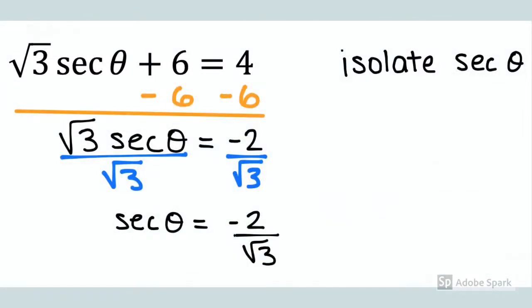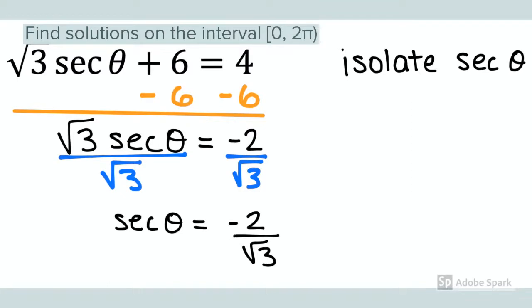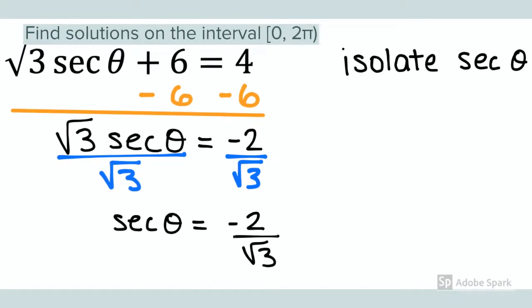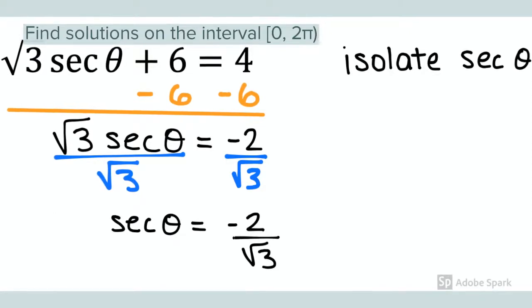So basically, this strategy is exactly what it sounds like. If we want to find the solutions to root 3 secant theta plus 6 equals 4 on the interval 0 to 2 pi, the first thing we need to do is isolate the trig function that's in the equation. So in this case, that means isolate secant theta. And I'm going to do this just using normal algebra. I'm going to think of secant theta like an x that needs to be by itself. I'm going to subtract 6 on both sides and then divide by root 3. This is going to give me secant theta equals -2 over root 3.